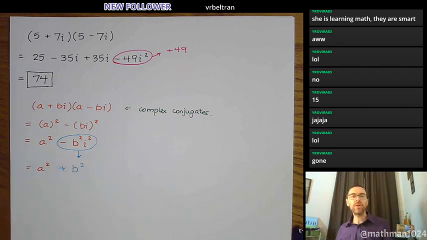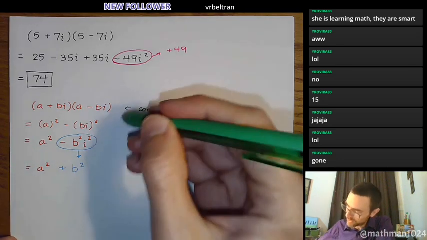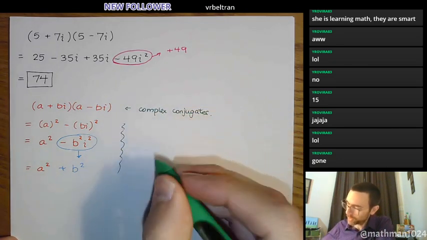And so what we end up with here is just the sum of squares. We were talking about factoring earlier this week, we said that when you have the sum of squares, it doesn't factor using real numbers, but it can factor using complex numbers. And so that is the little formula that we have.